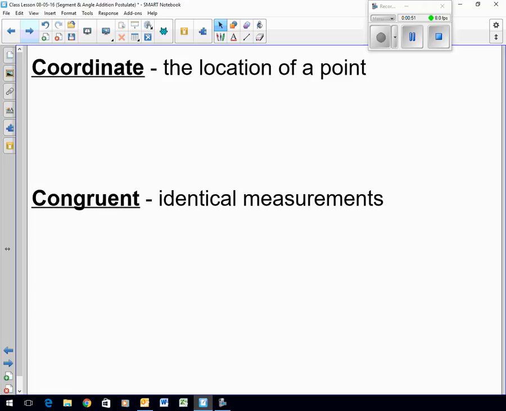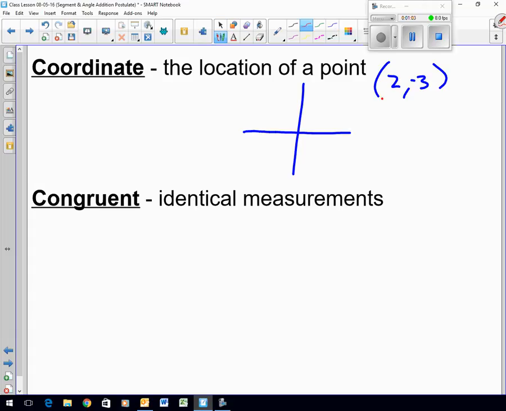Keep in mind when I get a coordinate, let's say I was at the coordinate 2, 3. I tell you what, 2, -3. Remember, the first coordinate I see tells me to go left or right. The second coordinate I see tells me to go up or down. So this coordinate 2, -3 would be 2 units to the right, 3 units down. Okay? That's just the location of a point.